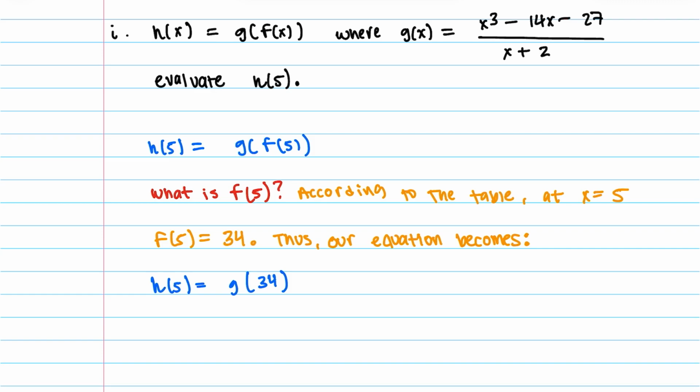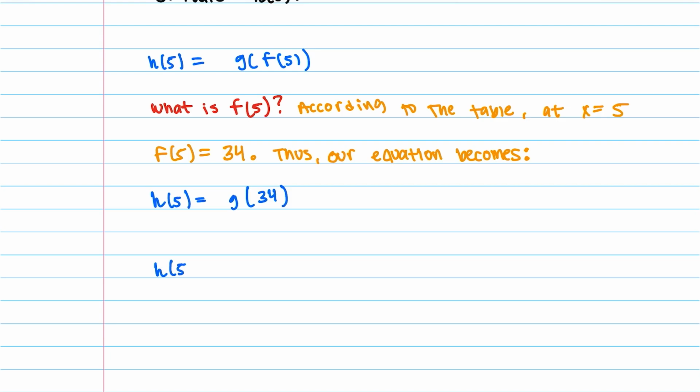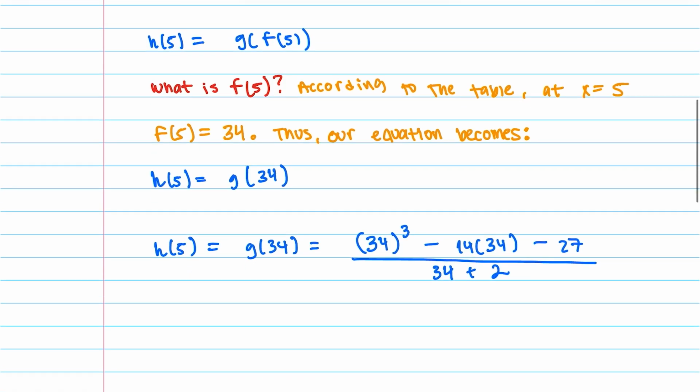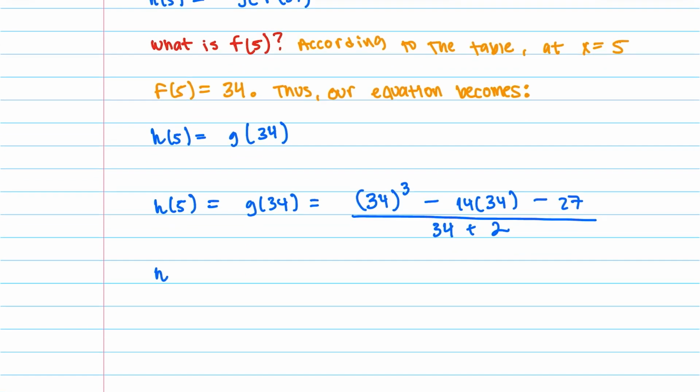And so by following this logic, we'll end up with the equation h of 5 is equal to g of 34 is equal to 34 raised to the third power minus 14 times 34 minus 27, all divided by 34 plus 2. Now, in this last step, all you have to do is evaluate this expression using the calculator, and rounding off to the nearest whole number, we get that h of 5 is 1078. Our final answer.